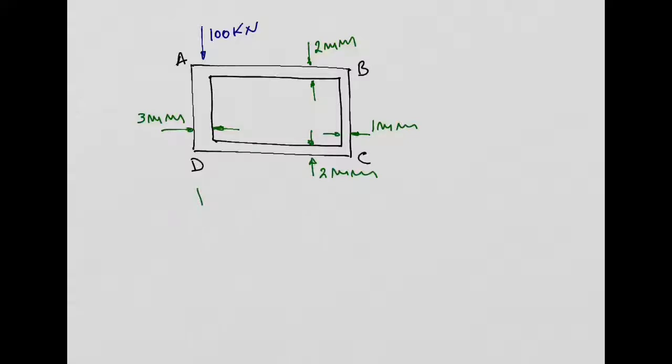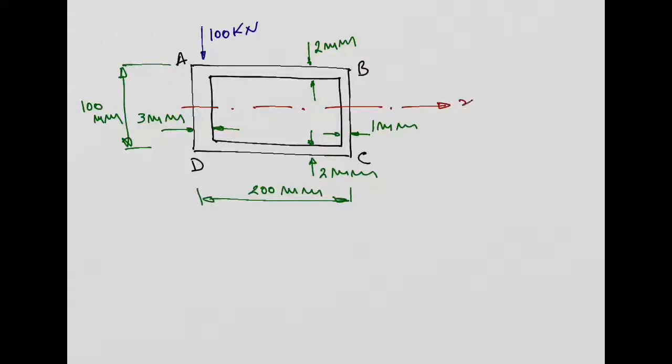What else do we have? Well, we have these dimensions, so from here to here is 200 millimeters. And from here to here is 100 millimeters, okay? And you have the neutral axis passing on this point, and this is X bar.